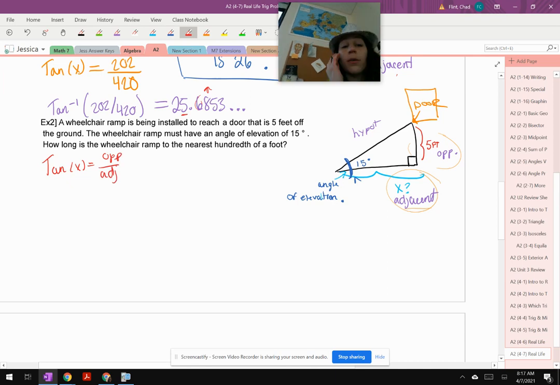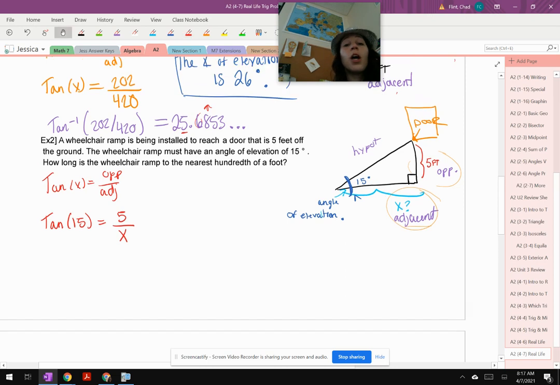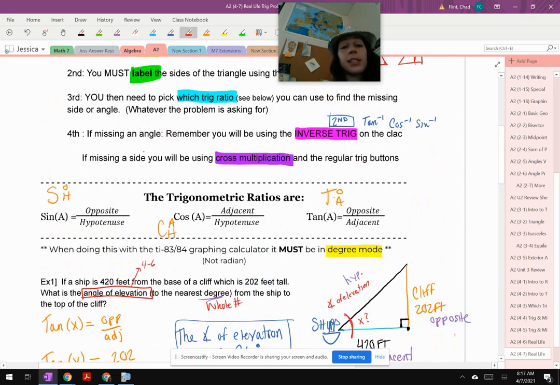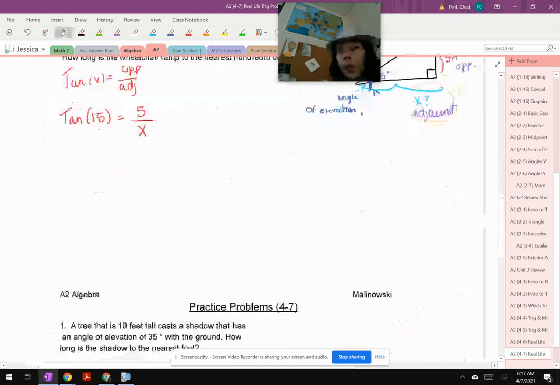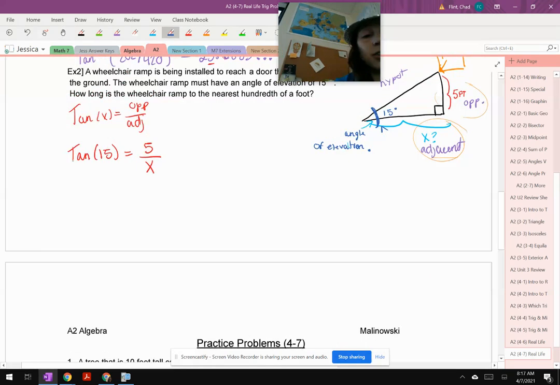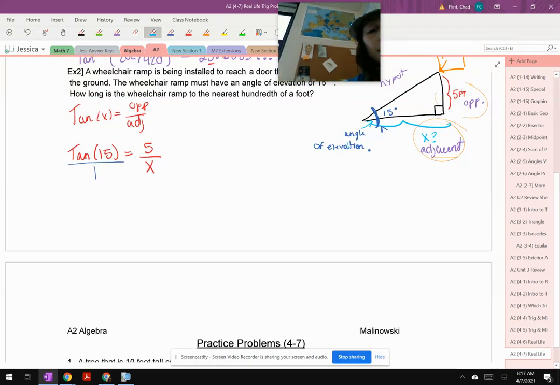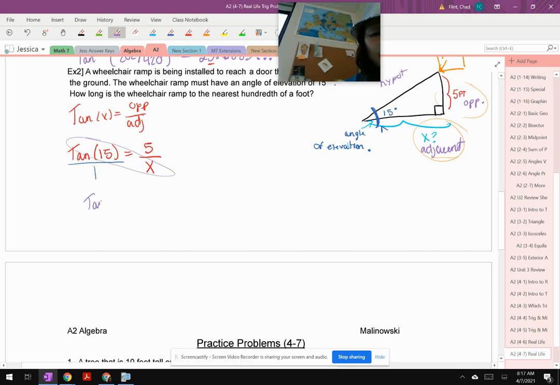So, we know what the angle is this time. So the tangent of 15 is equal to opposite is 5 and adjacent is my missing x this time. So just like it says in our notes, if we're missing a side, which we are in this case, we're going to use cross multiplication and the normal trig buttons on the calculator. So I can easily turn that tan of 15 into a fraction so I could see the cross multiplication better. Tangent of 15 times x is tangent of 15 times x. 5 times 1 is 5.